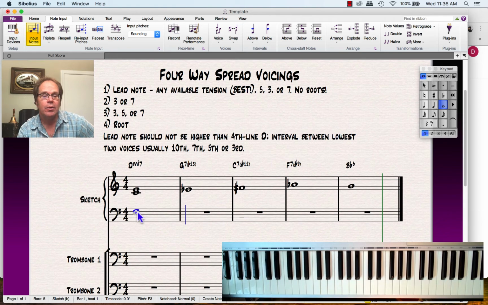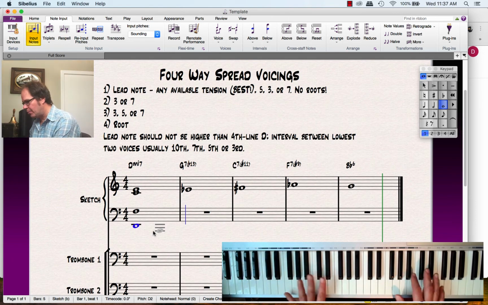Okay, and then we're left with our root. I did say that we could write a root here, and that would be fine. That would be a fine spread voicing. But with a bass trombone, if I'm going to explode this out to a bass trombone, I'm going to use that cannon and let's go down here and actually write that low D. Now that's a great note on bass trombone. It sounds really rich and beautiful, and it's going to make that voicing sound really full.